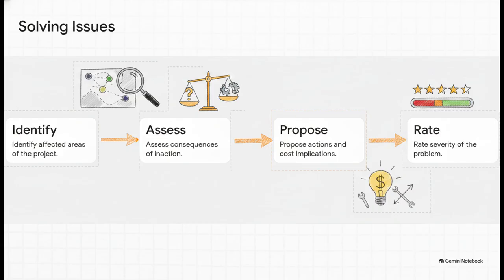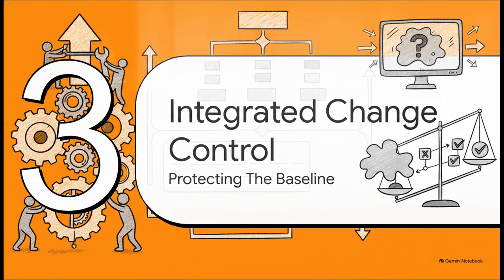Okay, so you've logged the issue, now what? We tackle it with a really structured 4-step problem-solving approach. Step 1, identify all the affected areas. Step 2, ask yourself, what happens if we literally do nothing? Step 3, propose some actions and figure out exactly what they're going to cost in time and resources. And step 4, rate the overall severity of the problem. This basically forces us to fully wrap our heads around the issue before we just start blindly throwing solutions at it. But what happens when an issue is so massive, it forces us to fundamentally change our actual project baseline?